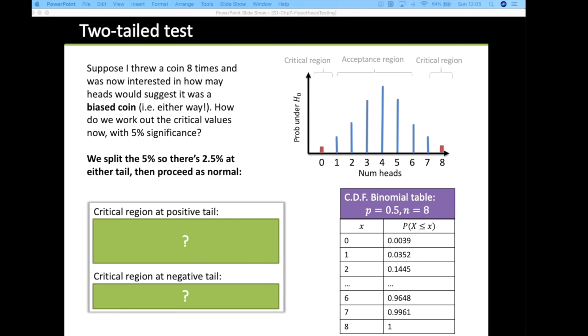So suppose that I threw the coin 8 times and I was now interested in the number of heads that would suggest it's a biased coin. So either way, either being tails or being heads. How do we work out the critical values with a significance level of 5%? So what we do is we split our significance level 5%, so it's 2.5% on the bottom end and 2.5% on the top end. So we're splitting that in half. So what we're looking at here is the first time.